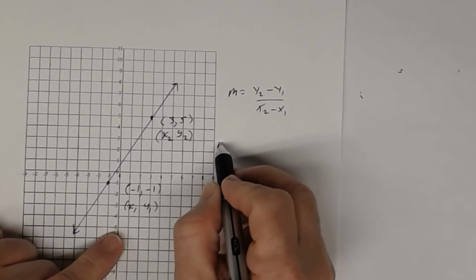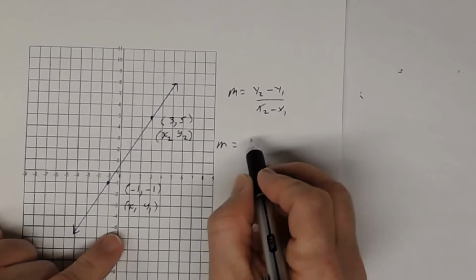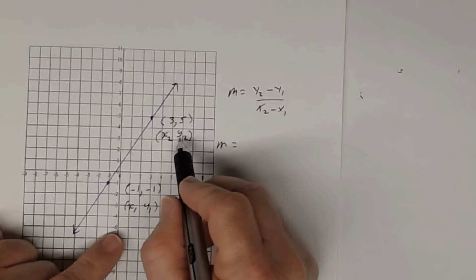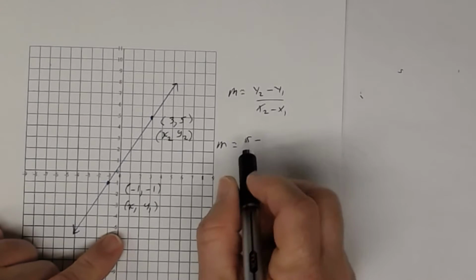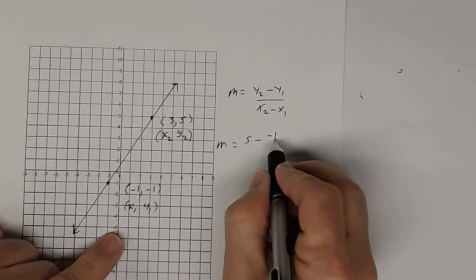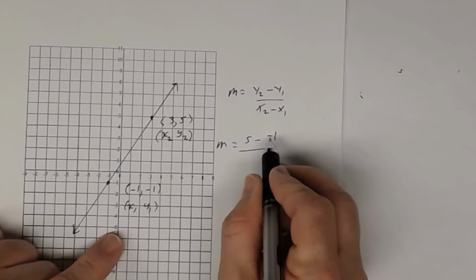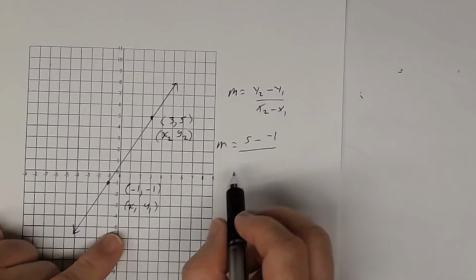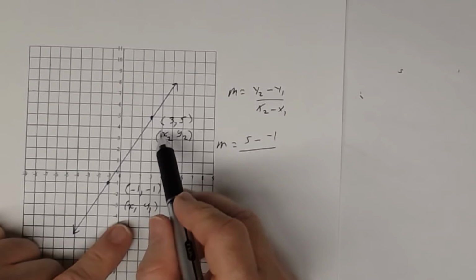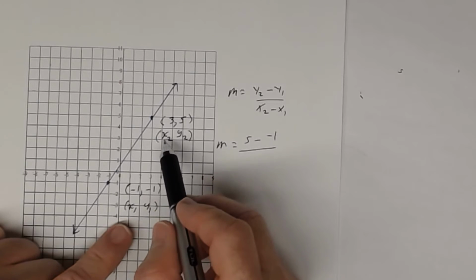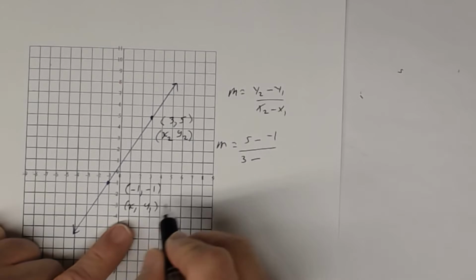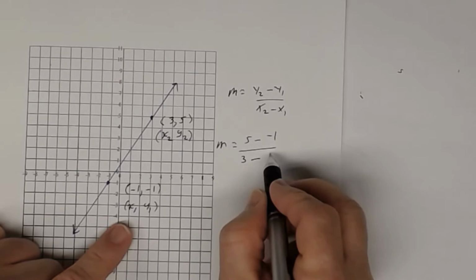All right, so the slope of this line will equal y2, which is 5. See, y2 is 5, right? Minus y1, which is a negative 1. Just like that, y subtract a negative 1. That's subtraction. Divided by x2, which is 3. Make sure you're using the right number. x2 is 3. The order matters in the denominator. Subtract x1, which is negative 1.